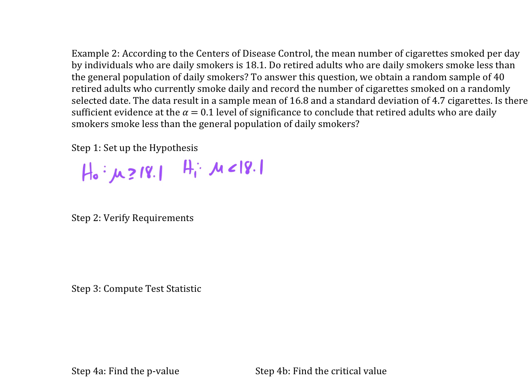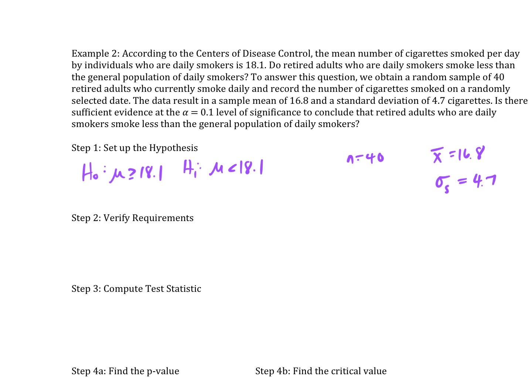To answer the question, we obtained a random sample of 40 retired adults, so n equals 40, who currently smoke daily and record the number of cigarettes smoked on a randomly selected date. The data result in a sample mean of 16.8, so X bar is 16.8, and a standard deviation of 4.7, so sigma, S, or SX, I don't care how you write it, is 4.7.